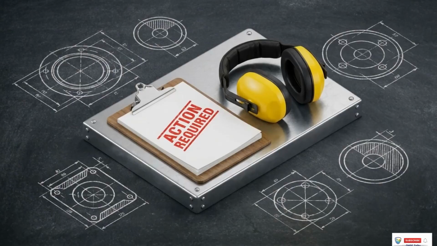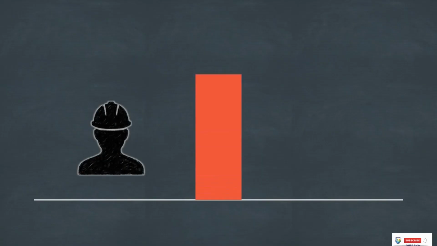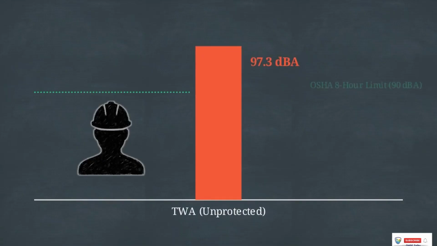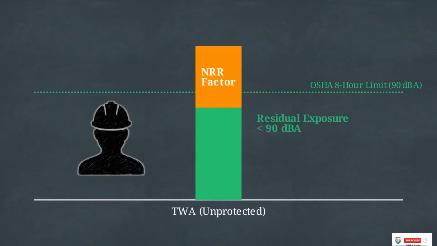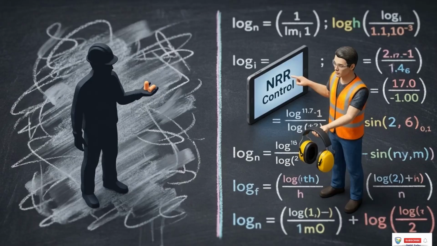Once overexposure is confirmed through math, the final step in the safety workflow is mitigation. If engineering controls are not feasible, we apply the noise reduction rating, or NRR, of hearing protection. By subtracting the NRR factor from our 97.3 decibel TWA, we mathematically verify that the residual exposure at the eardrum drops below the 90 decibel limit. Without the preceding TWA calculation, the selection of protective equipment is merely a guess rather than a verified safety control.